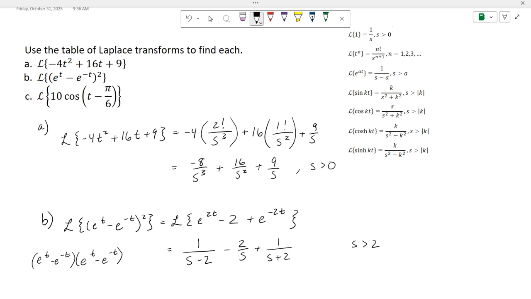And so the 2 is the highest value among all these. The middle one has to be greater than 0. And the last one has to be greater than negative 2. So the 2 is the greatest one, so that's going to be my restriction for all of these.